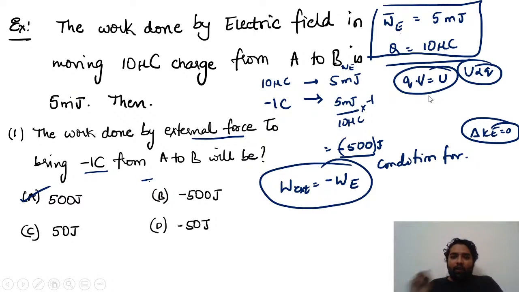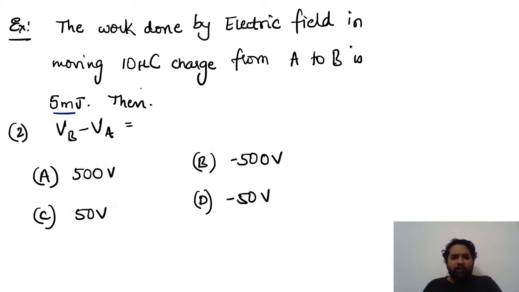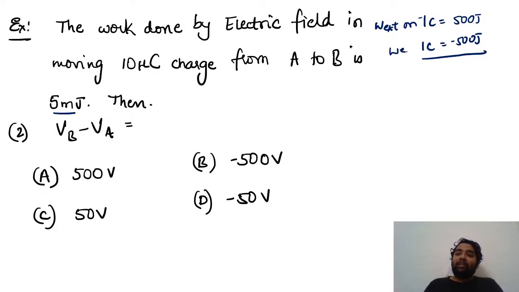Okay. I'll simply use it for the previous one. Work done by the external force. Let me use just the previous inference. Work done by the external agent on 1 coulomb is on minus 1 coulomb is 500 joules, right? Which means work done on 1 coulomb will be minus 500 joules. So work done by external agent is minus 500 joules, which means work done by the electric field will be equal to plus 500 joules per 1 coulomb.